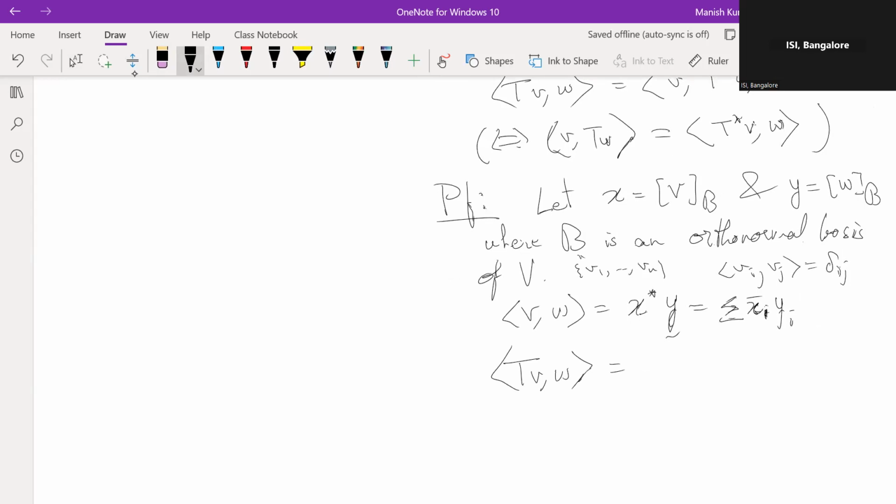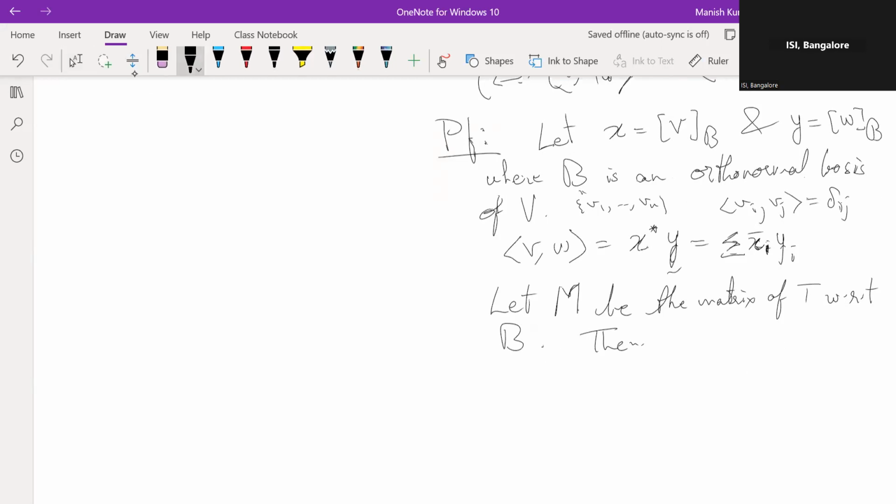So we would like to do all the computation with respect to basis B. And with respect to B, the matrix of T is some M. Before doing that, we'll have to write down that the matrix of T. So let M be the matrix of T with respect to B. Then TV, the coordinate of TV with respect to B, is just M times X.